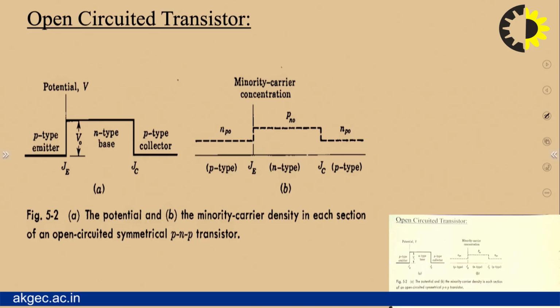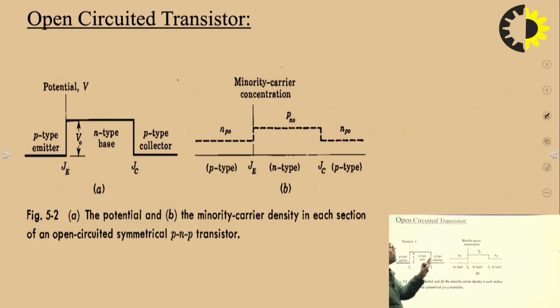Next, this is a potential profile and minority carrier concentration profile of an open circuited transistor. So you can see here, this is an ideal case. If I plot the potential of the ideal case PNP transistor, here we have taken a PNP transistor, right?